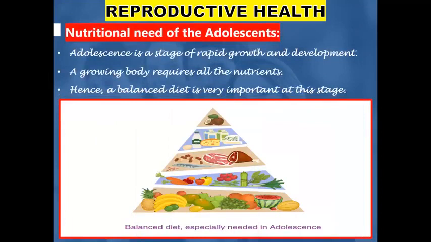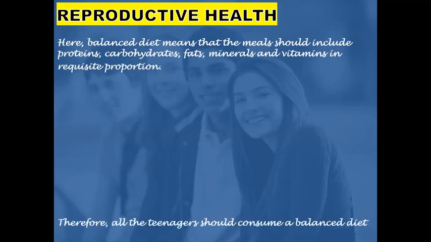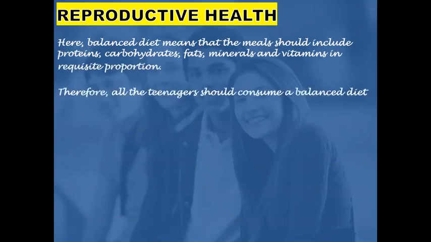Nutritional need of the adolescents. Adolescence is a stage of rapid growth and development. A growing body requires all the nutrients. Hence, a balanced diet is very important at this stage for adolescents. Here, balanced diet means that the meals should include proteins, carbohydrates, fats, minerals, and vitamins in requisite proportion. Therefore, all the teenagers should consume a balanced diet and not junk food.